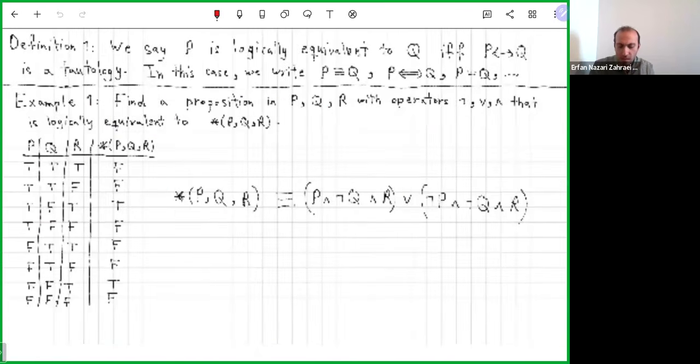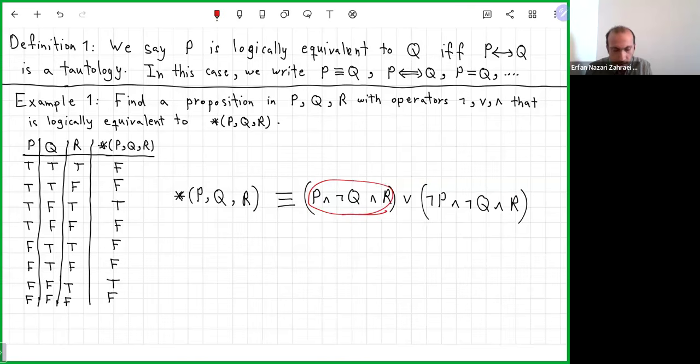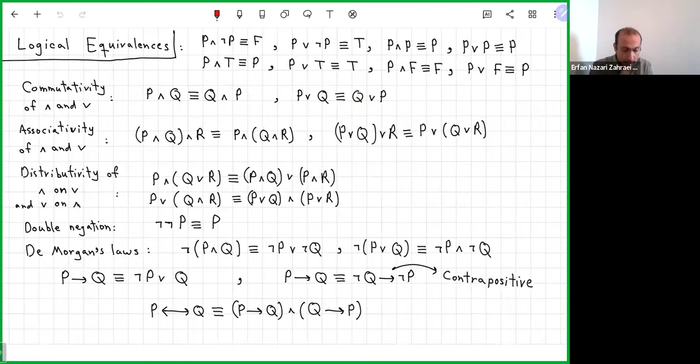Actually, I used this here implicitly. When I wrote this, I didn't put parentheses like this or this, and I just said this is and of three things. Actually, I'm using commutativity and associativity of and, hence I don't need to put parentheses for a bunch of ands. Okay, let's continue on that list.